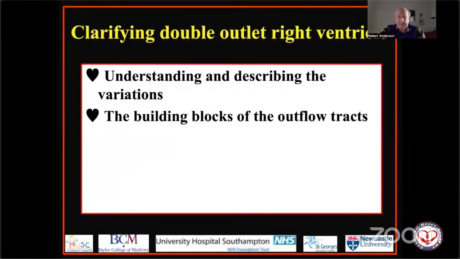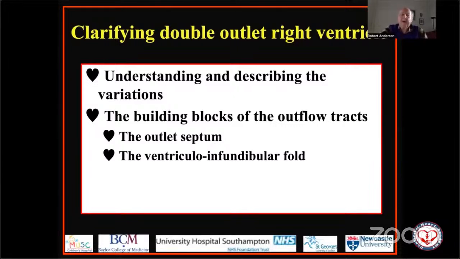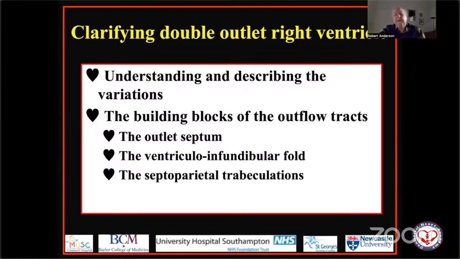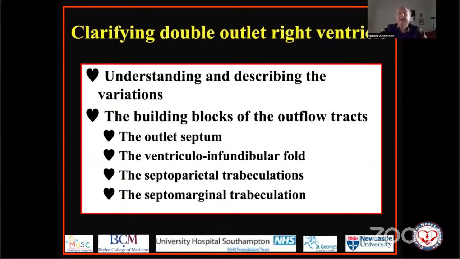It all depends on the building blocks of the outflow tracts. What are those building blocks? We have the outlet septum, we have the ventriculo-infundibular fold, we have the septoparietal trabeculations, and we have the septomarginal trabeculation. And it is an understanding of those entities that is the key now to describing double outlet right ventricle. So I'm going to ask Diane now to show you the definitions we use to define these different entities, and she's going to show you that in the setting of tetralogy of Fallot.